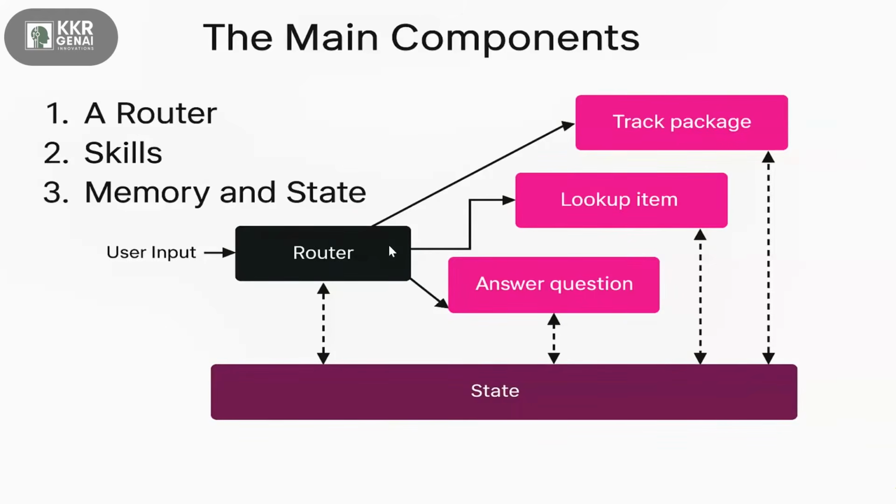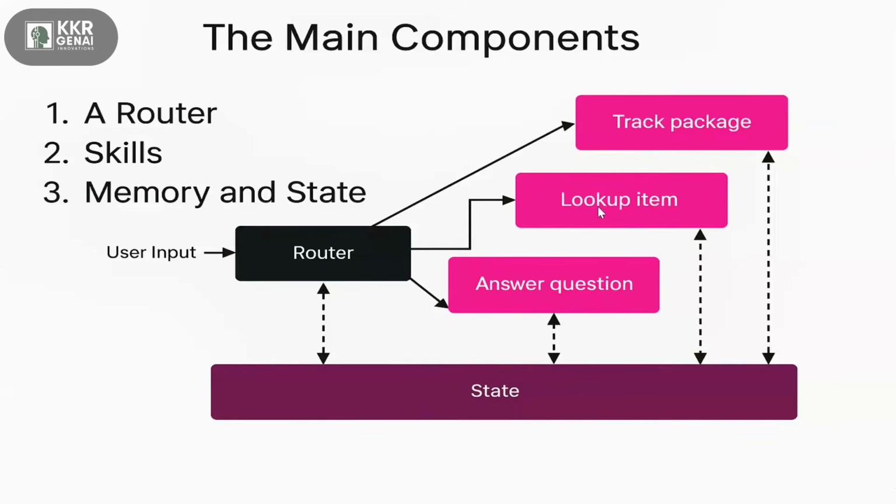Consider that you want some sales data for the Newark location. The router has to decide that this needs to connect to the database, to the sales data table for that particular location, and get the information. That is what the router will do. Here, if you see the skills, there are three: track package, lookup item, and answer the question. These are the three skill sets the router is connected to, and the router decides, based upon the given question, which skill set it has to point to.